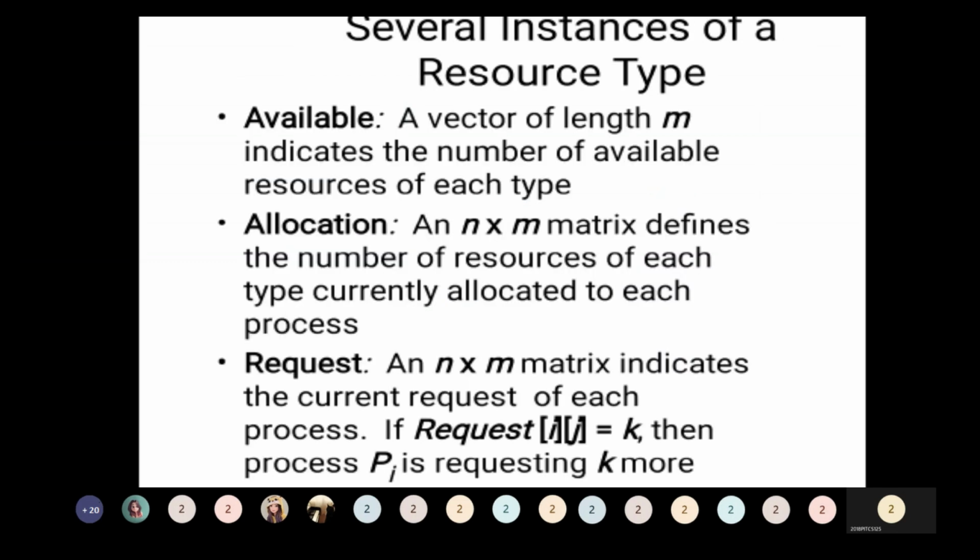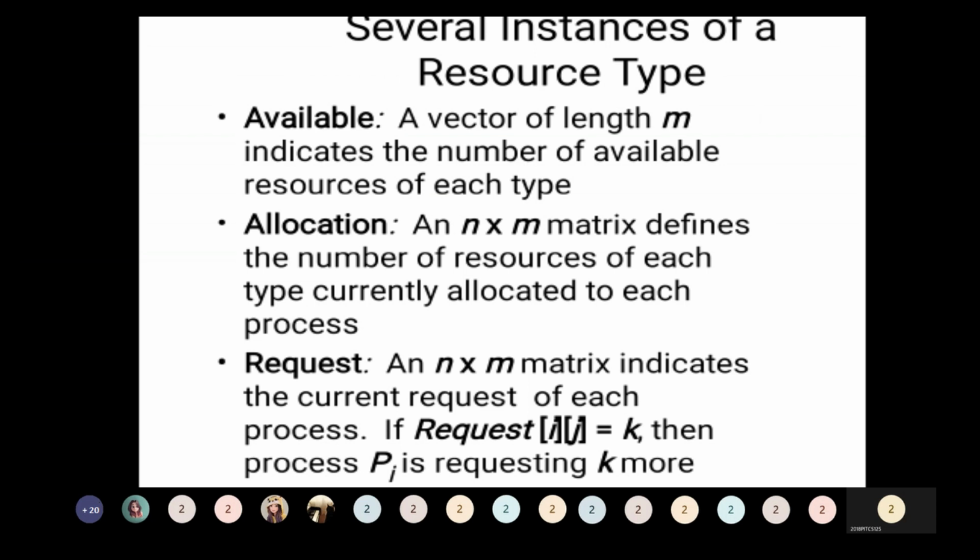Several instances of the resource type. First case, single instance. Using the wait-for graph, you are going to check whether there is an occurrence of a cycle, and you are going to decide deadlock detection. Second case, there are several instances of the resource type, meaning you are going to apply the Banker's algorithm, and check the safe sequence. If there is no safe sequence, then there is a chance of deadlock.